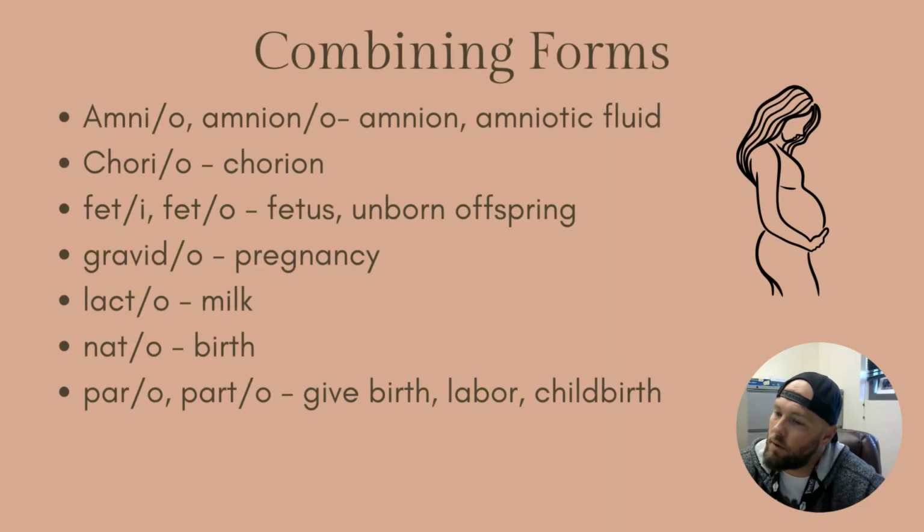Some combining forms you're going to need for this chapter. Amnio or amniano is referring to amnion or amniotic fluid. Chorio is the chorion. Fedi or feto is the fetus, unborn offspring. Gravido, referring to pregnancy. Lacto, referring to milk. Nato, birth. Pero or parto is to give birth, to have labor, childbirth.